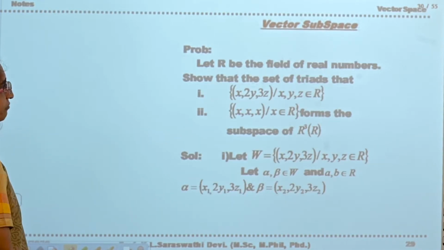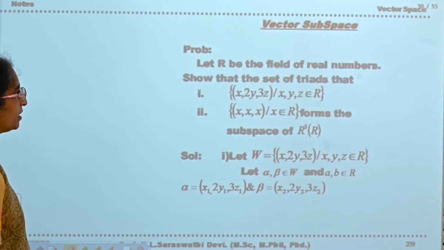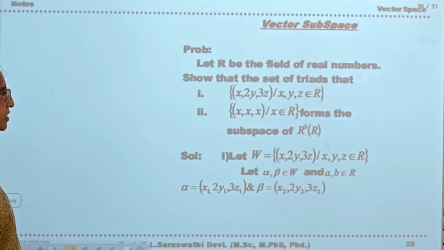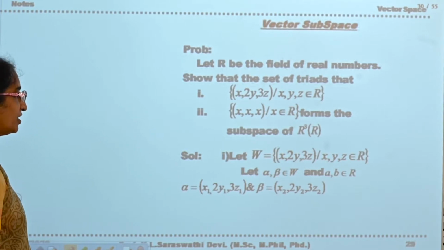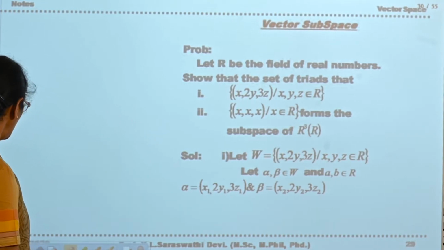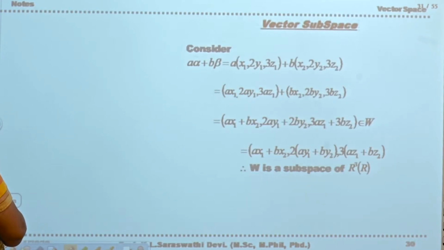Okay. Now see one more problem. Let R be the field of real numbers. Show that the set of triples (x, 2y, 3z) belonging to R forms a subspace of R3 of R. It is very easy. You can do it on your own. Okay. Now see the next problem.